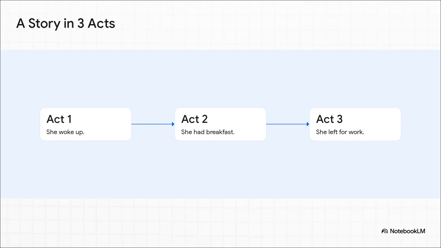Now this is where the simple past becomes a storytelling powerhouse. Look at the sequence here. First, she woke up. Then, she had breakfast, and finally, she left for work. Each action follows the last, creating this perfect little mini narrative, a complete story in 3 simple acts. That's the real magic of this tense.